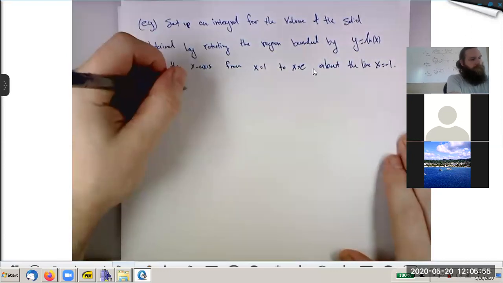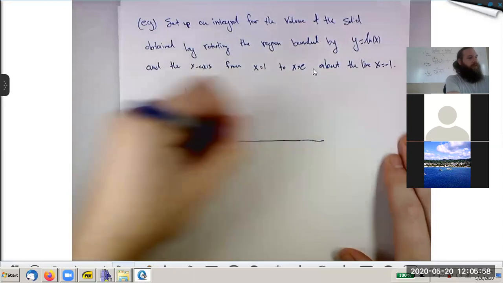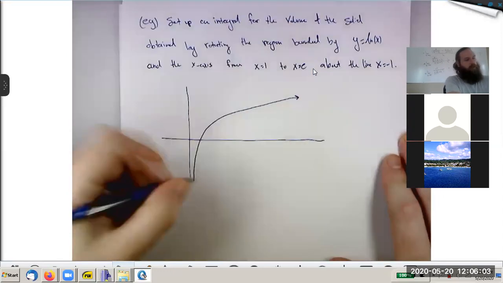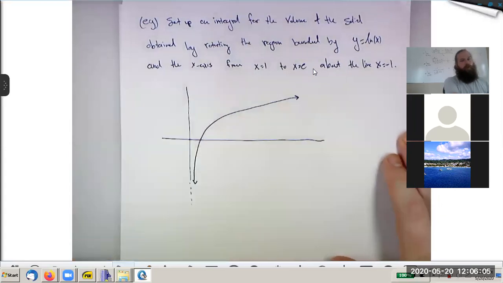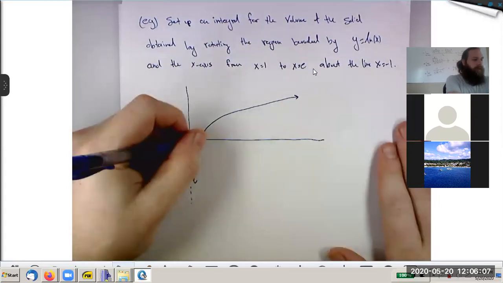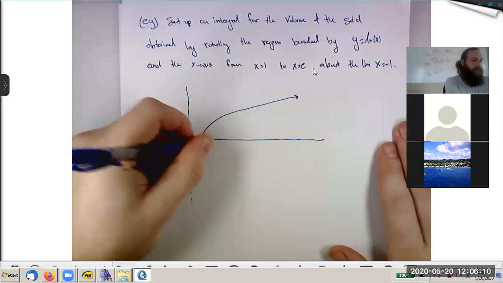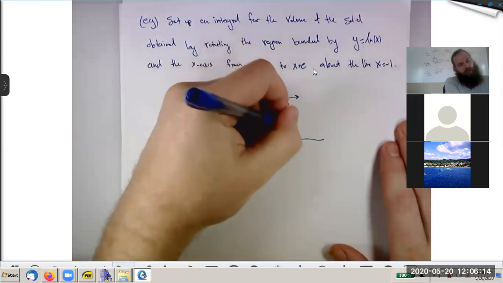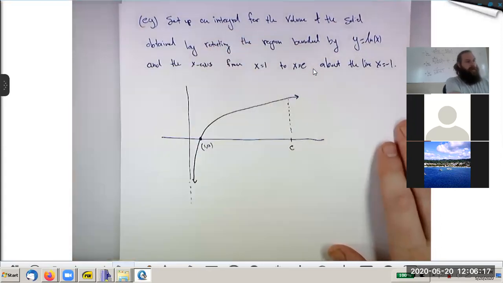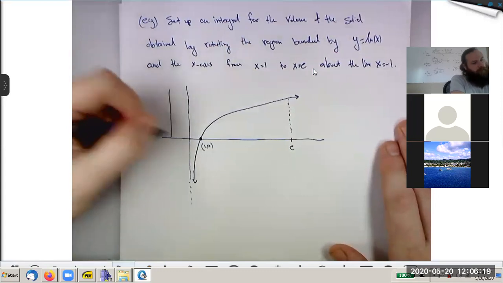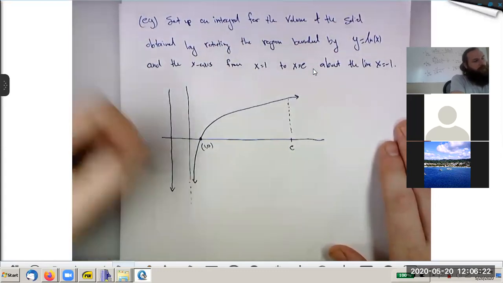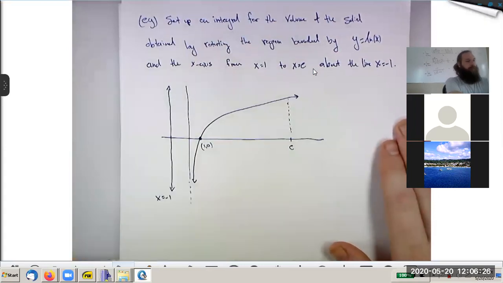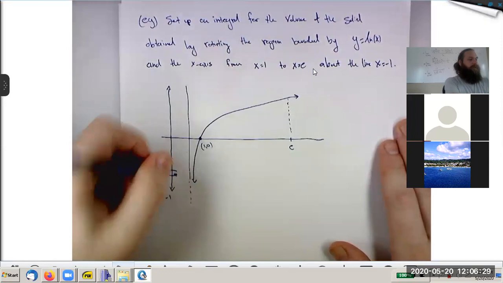I'll draw the picture. Here's the natural log of x. Of course, it dives off to negative infinity there. It crosses the x-axis at 1. This is the point (1, 0). And we're asked to look from 1 to e. So this is my region. And then I want to rotate about the line x equals -1, which is this guy. So we're going to spin that region around this thing.